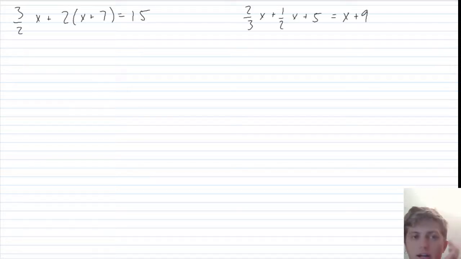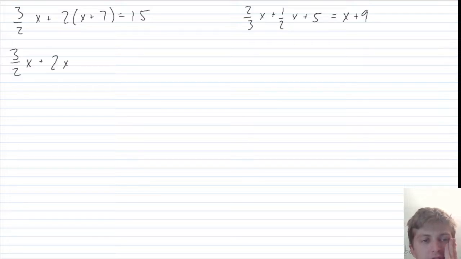All right, and let's breeze through these evens at the bottom of the page now. 2, 4, 6, 8, and 12. On the left, let's start with number 2. We got 3/2x plus 2 times x plus 7 equals 15. Let's follow PEMDAS to simplify the left. Do we have parentheses? Yes, but we can't do anything inside of them. Any exponents? No. Any multiplication or division? Yes. Distribution is a form of multiplication. 3/2x plus 2 times x is 2x. 2 times 7 is 14 equals 15.